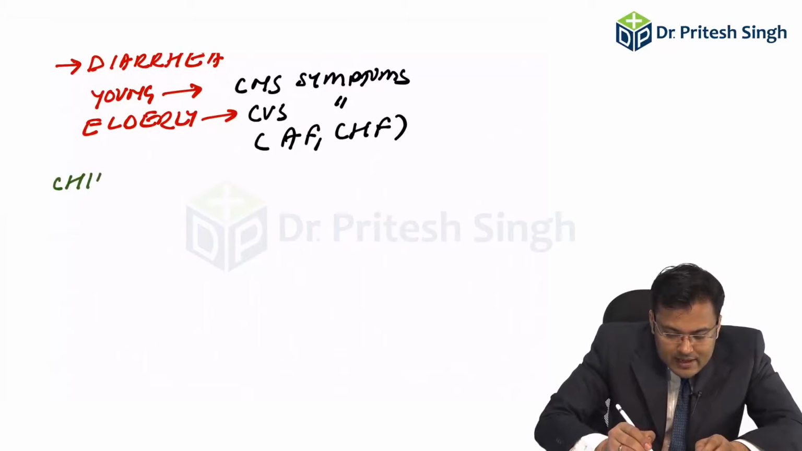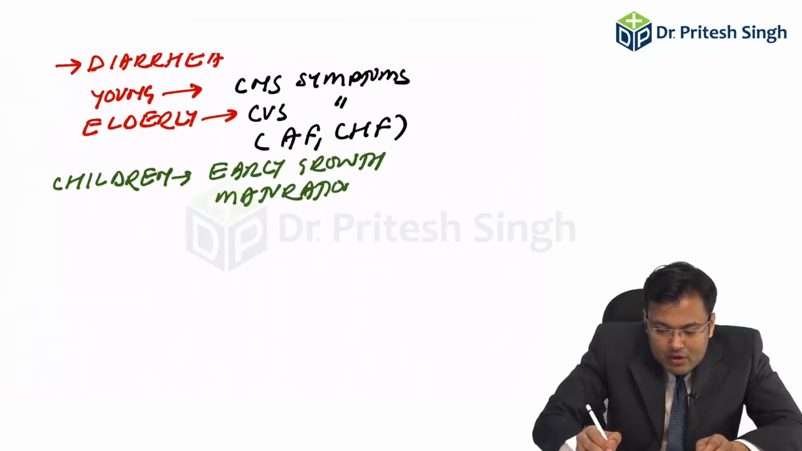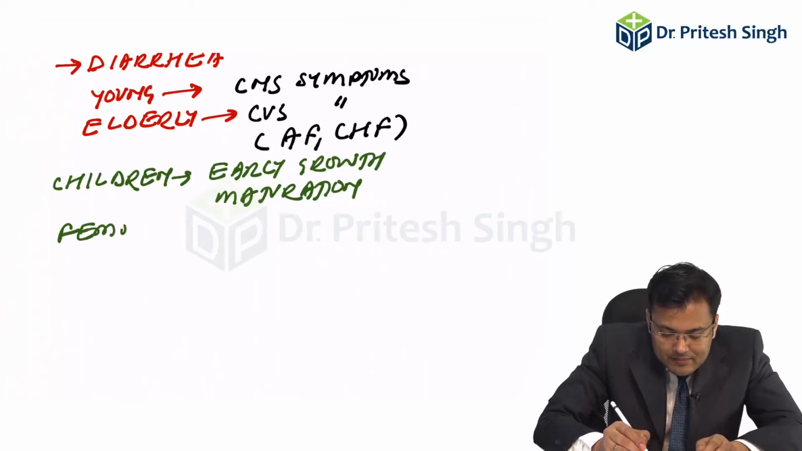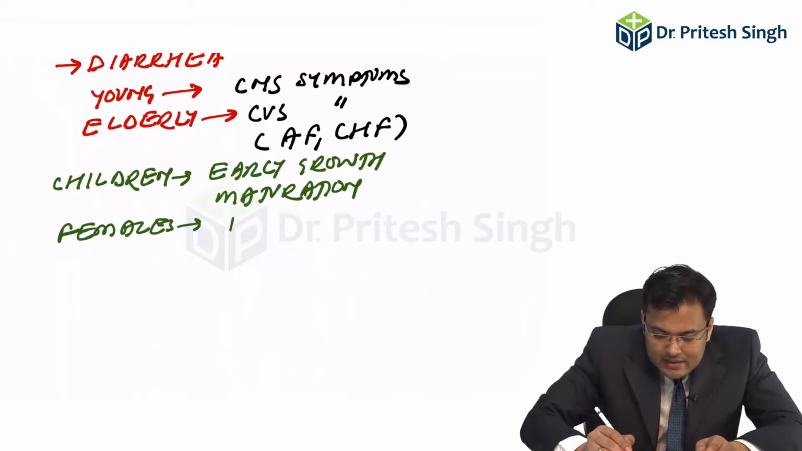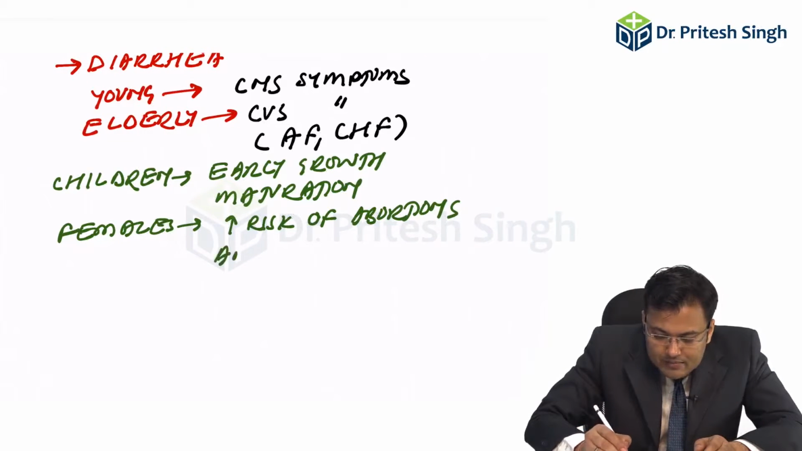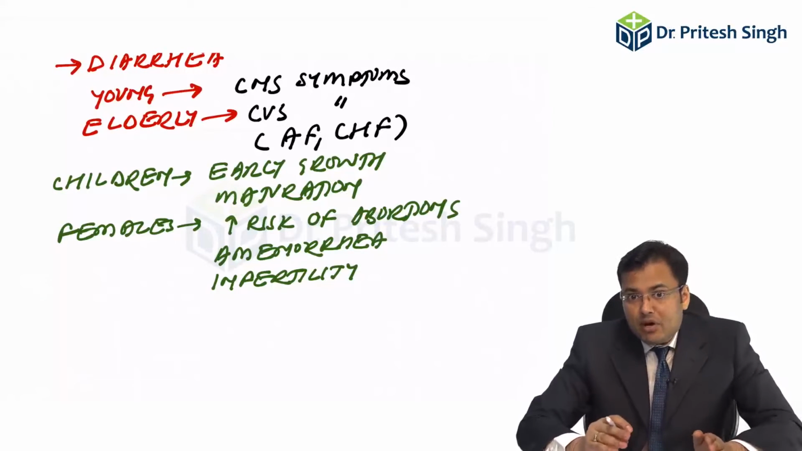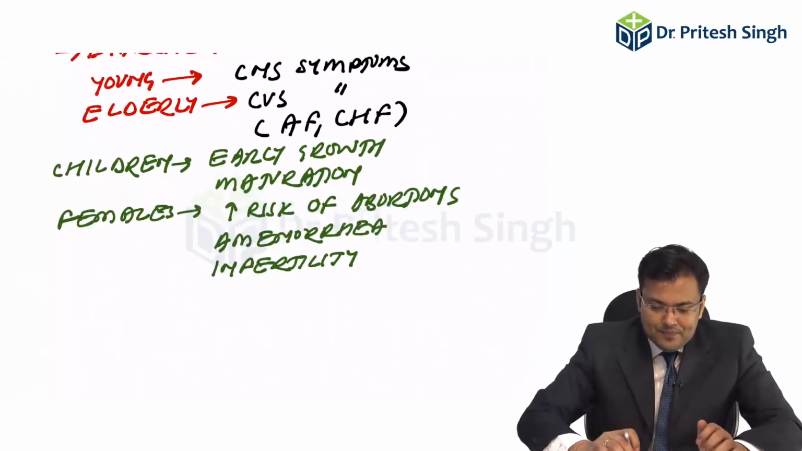So, these are the manifestations which are commonly seen in young and elderly patients. In children, there is early growth and maturation. What about females? In females, there is increased risk of abortions. There is amenorrhea and infertility. So, increased risk of abortions, amenorrhea, infertility in females.